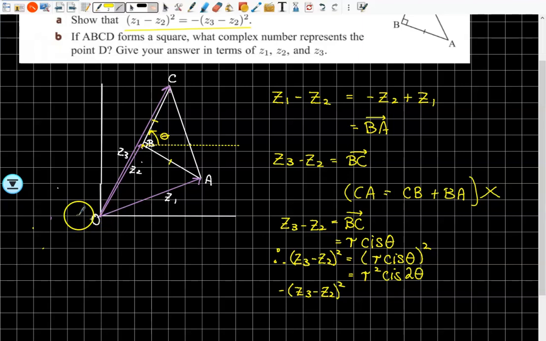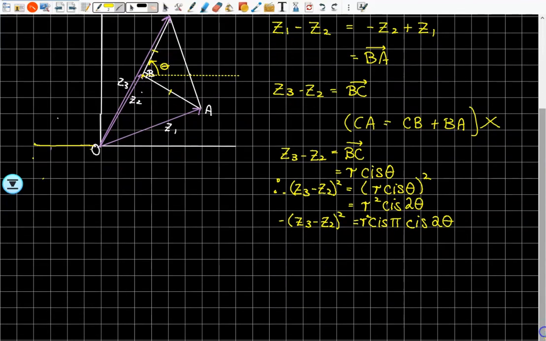That's right. So -1 on the real axis, it's out here. And so that's cis pi. So negative of it will actually be cis pi, and I'll put the r squared out the front, times cis 2 theta. Now, what can I simplify that to be when I've got cis something times cis something else? Good. So it's r squared cis pi plus 2 theta, or 2 theta plus pi. Are we happy with that?